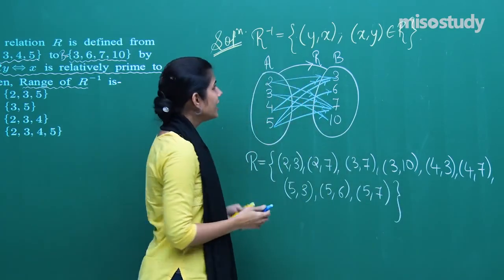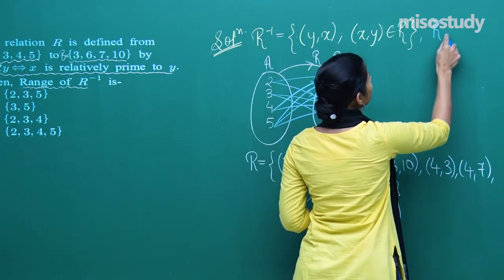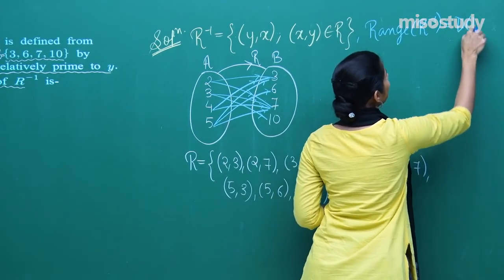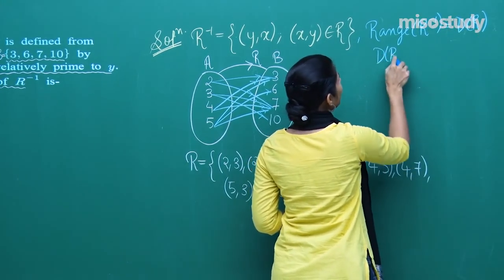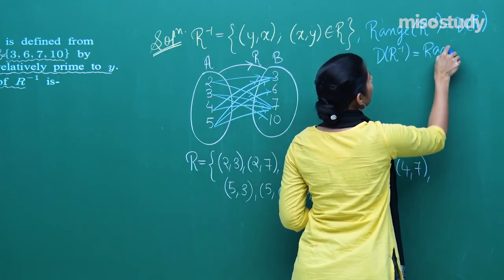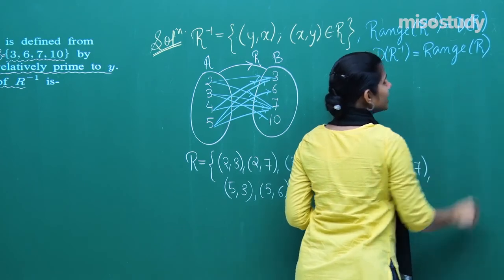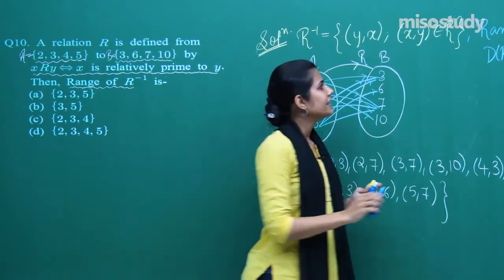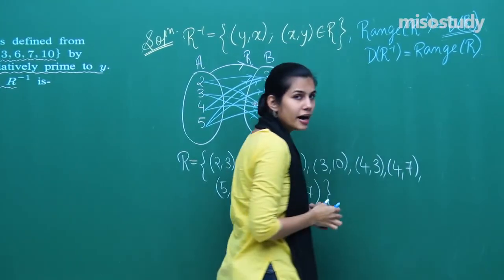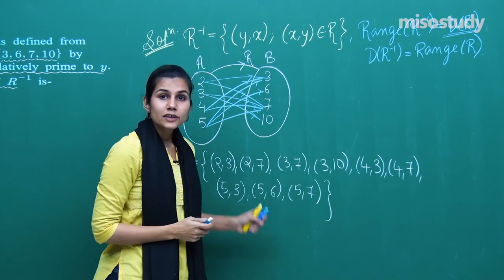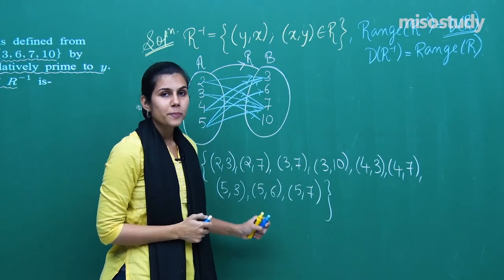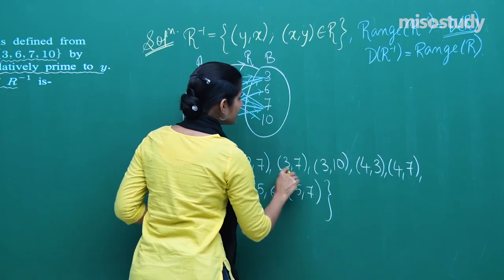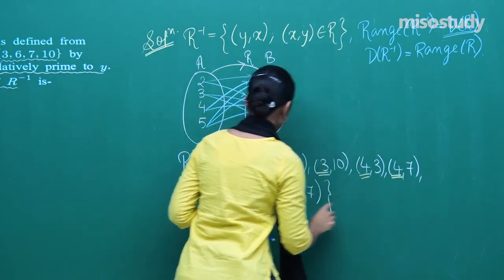This is my R, and I know that range of R inverse is domain of R, and domain of R inverse is the range of R. That is what is the relation between R and R inverse. If I wish to find the range of R inverse, I have to find actually the domain of R, which is, I just have to collect the first components of all the ordered pairs sitting in the set R. The first components are 2, 3, 4 and 5.